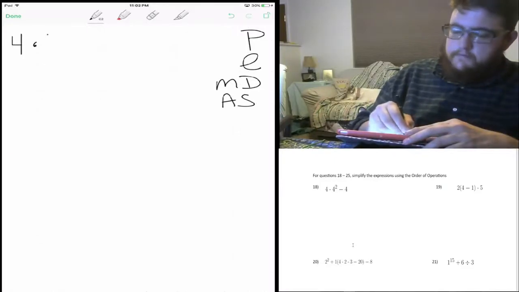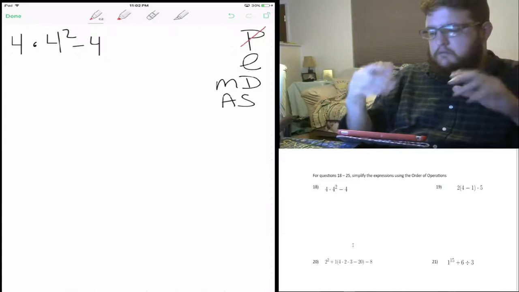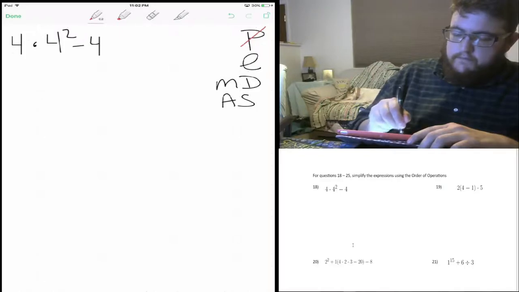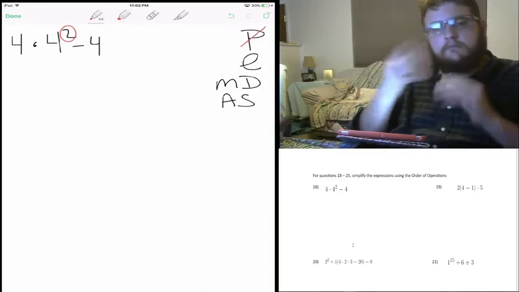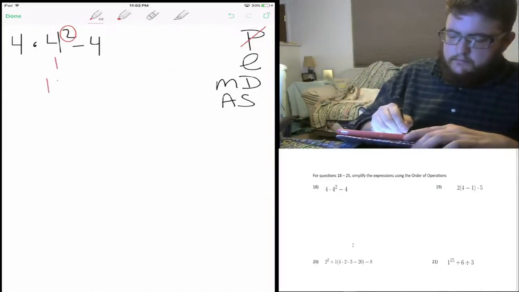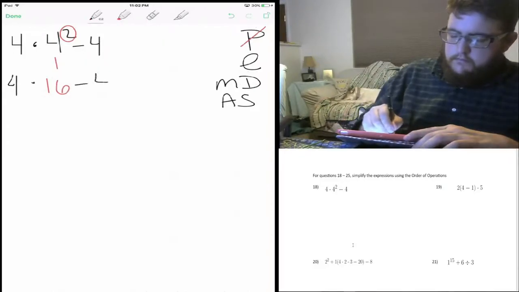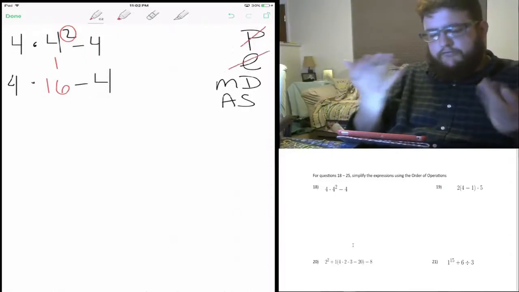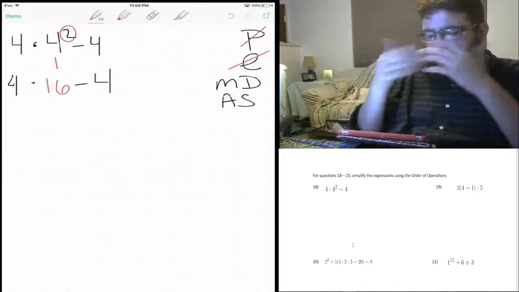So number 18 says 4 times 4 squared minus 4. We can go ahead and cross off the P because there are no parentheses. Moving down, there are in fact exponents. We have 4 squared. 4 squared is equal to 4 times 4, or 16. We have no more exponents, so we can cross that off.